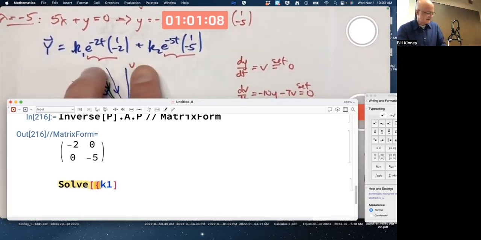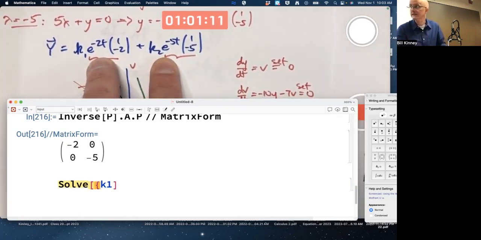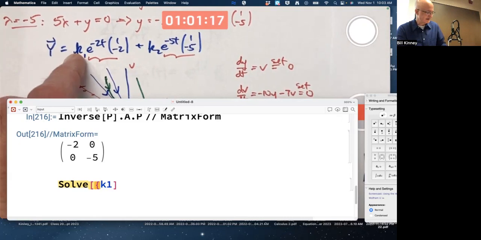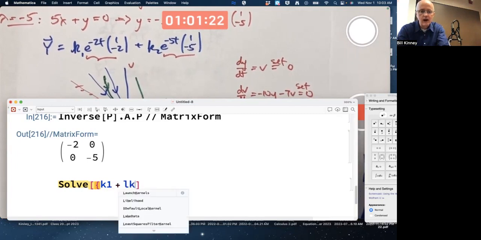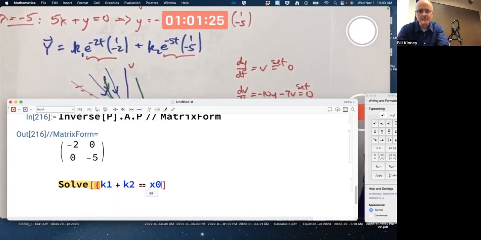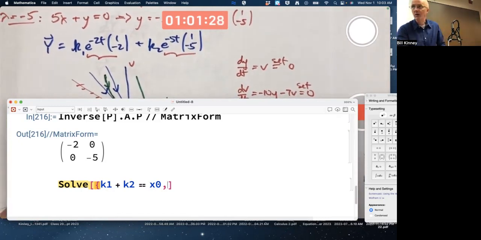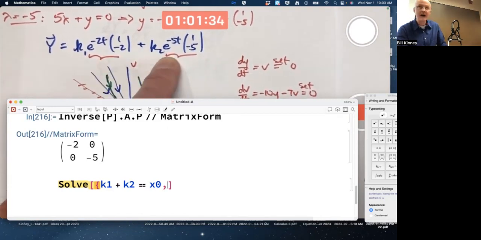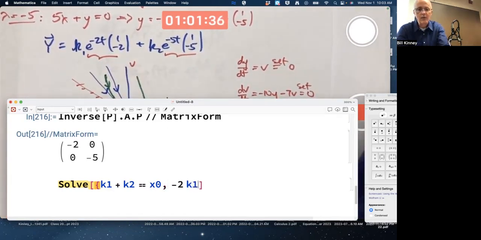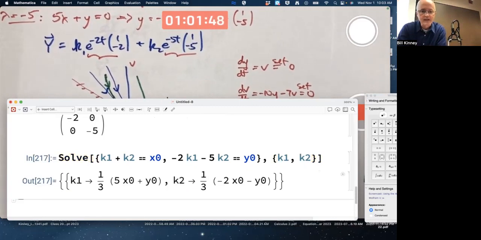I'm going to imagine plugging in t equals 0. e to the 0 is 1. I'll get, in the first component, a k1 times 1 and a k2 times 1, k1 plus k2. I want that to equal x naught, the first component of the generic initial condition. For the second component, I'd have negative 2k1 and a negative 5k2. Negative 2k1 minus 5k2 equals y naught. Solve the system for k1 and k2. You'll get an answer that involves x naught and y naught. There it is.